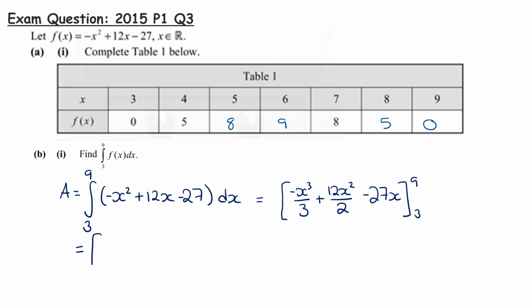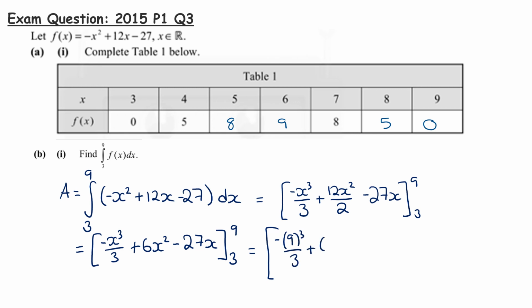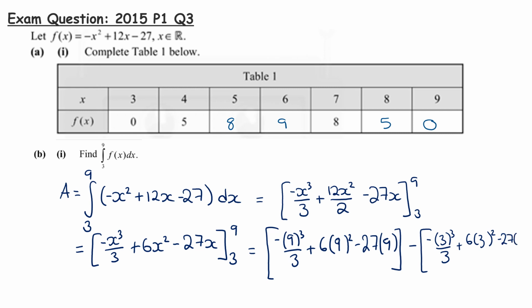We can actually tidy that up a little bit, so we get minus x cubed over 3, plus 6x squared minus 27x. You don't need to tidy it up, but it can sometimes be easier when you're putting it into the calculator to have the numbers as simple as possible. So when we do that, we're going to sub in 9 first. So minus 9 cubed over 3 plus 6 times 9 squared minus 27 times 9. That's our first bracket. And then our second bracket is minus 3 cubed over 3 plus 6 times 3 squared minus 27 times 3.